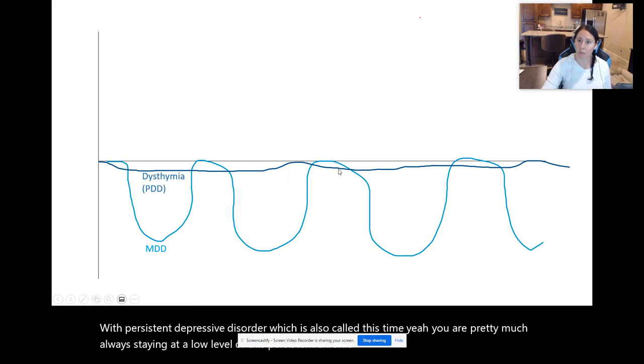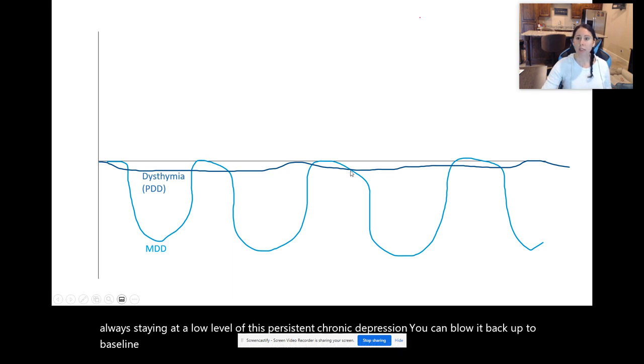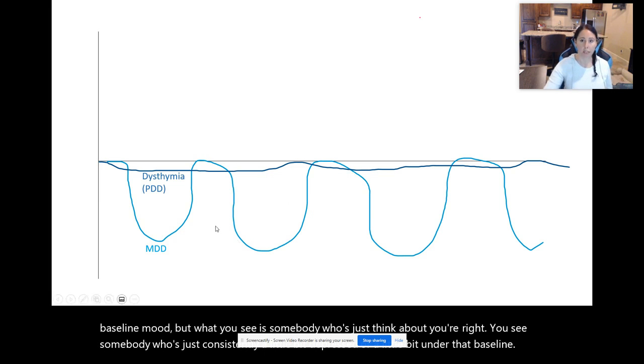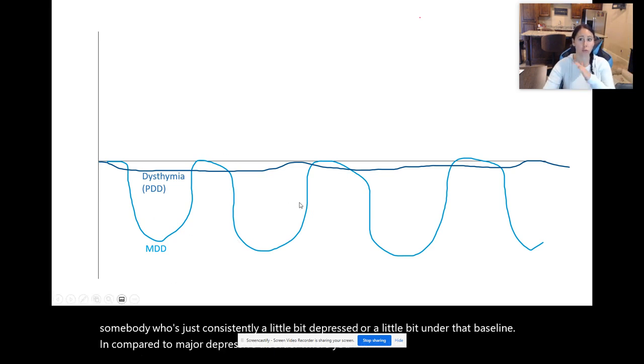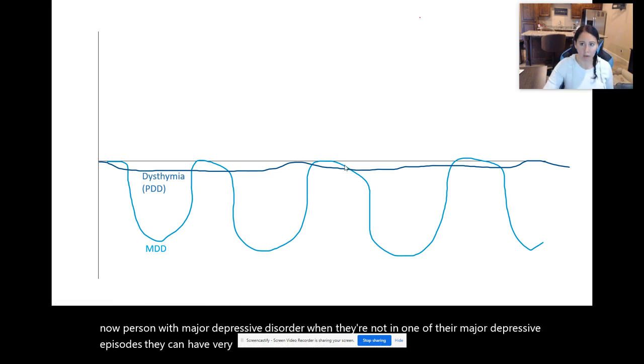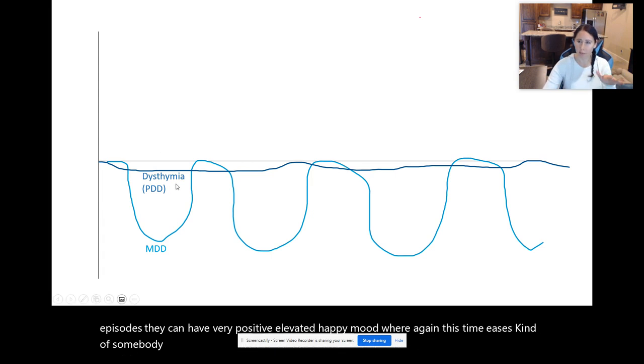You can blip back up to baseline mood, but what you see is somebody who's just, think about Eeyore, right? You see somebody who's just consistently a little bit depressed. They're a little bit under that baseline. And compared to major depressive disorder, where you have these huge swings up and down. Now, a person with major depressive disorder, when they're not in one of their major depressive episodes, they can have very positive, elevated, happy mood. Where again, dysthymia is somebody who's always kind of blue.